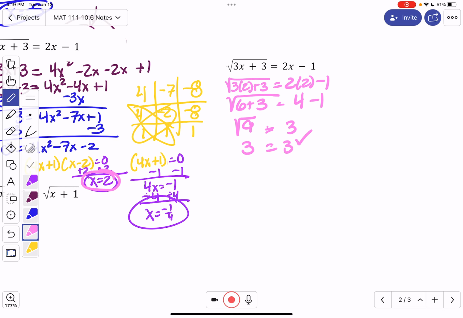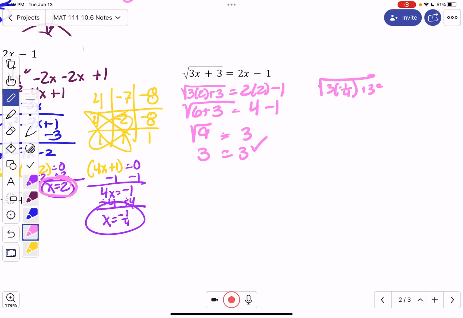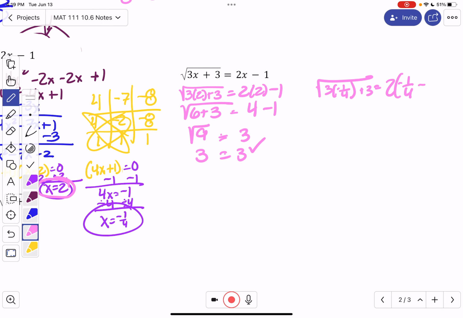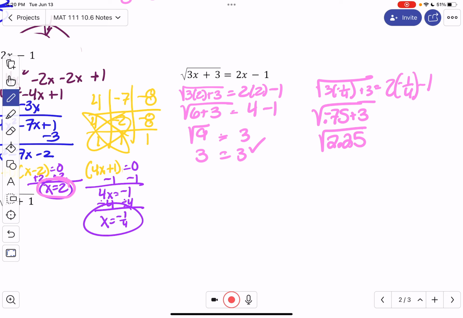Now let's do negative 1/4. 3 times negative 1/4 plus 3 equals 2 times negative 1/4 minus 1. So 3 times negative 1/4 is negative 0.75. Negative 0.75 plus 3 is 2.25. And the square root of 2.25 is 1.5. Don't need a radical there. Then on the other side, 2 times negative 1/4 is negative 1/2, so negative 0.5. Minus 1 is negative 1.5.